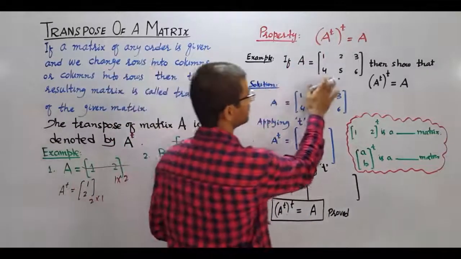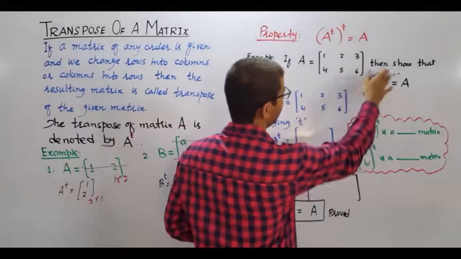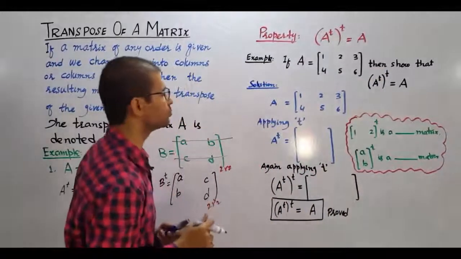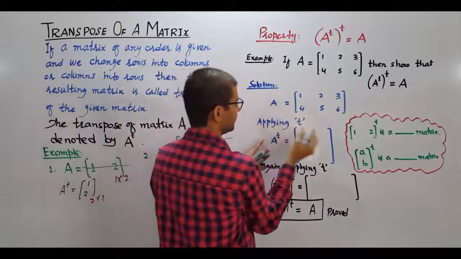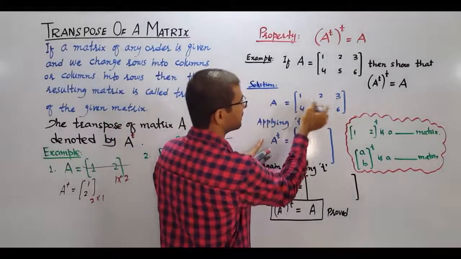Now we have matrix A. Then show that A transpose to the whole transpose is equal to A. We have matrix A, applying T on both sides. How can we find the transpose of this matrix?